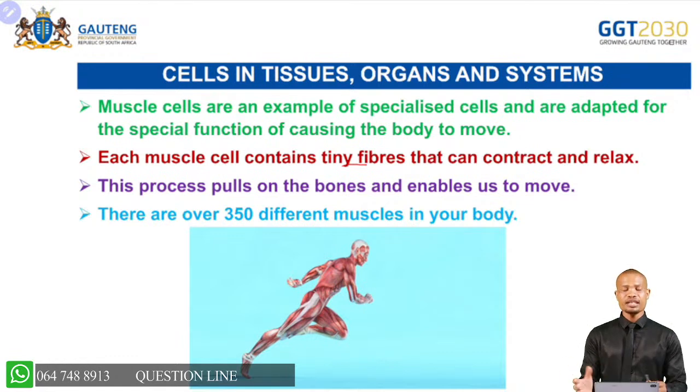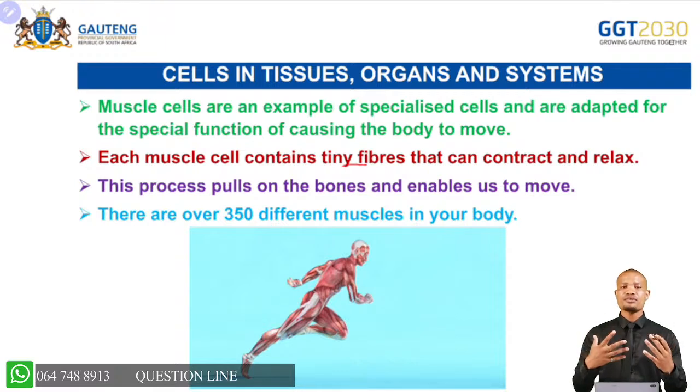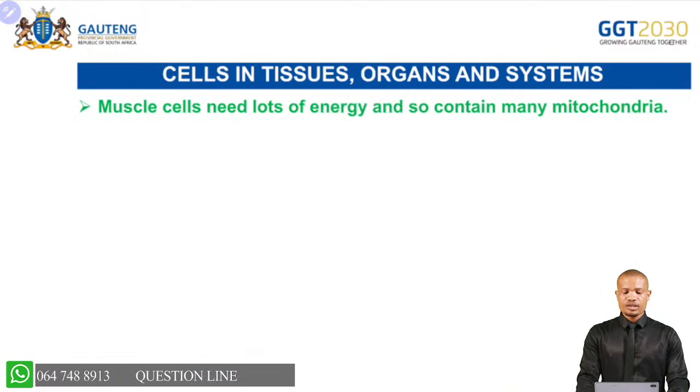So this is an illustration to show different muscles in your body. You have muscles on your feet, your legs, your thighs, your stomach, your arms, and even your skull. You have muscles all over the body, and the total number of these muscles is 350. So muscle cells need lots of energy. Why is that the case? That is because this movement needs to be supplied with energy.